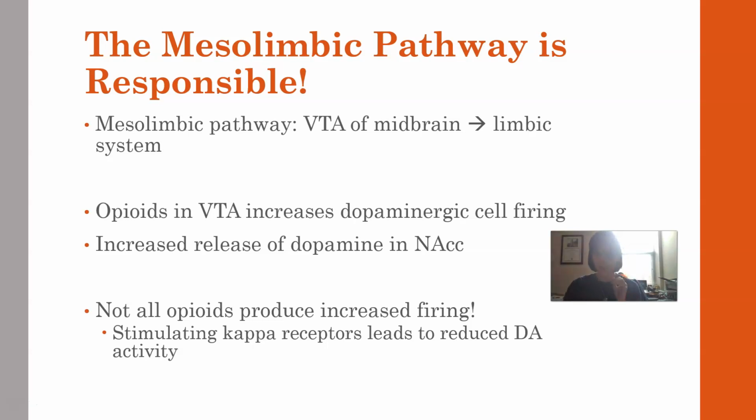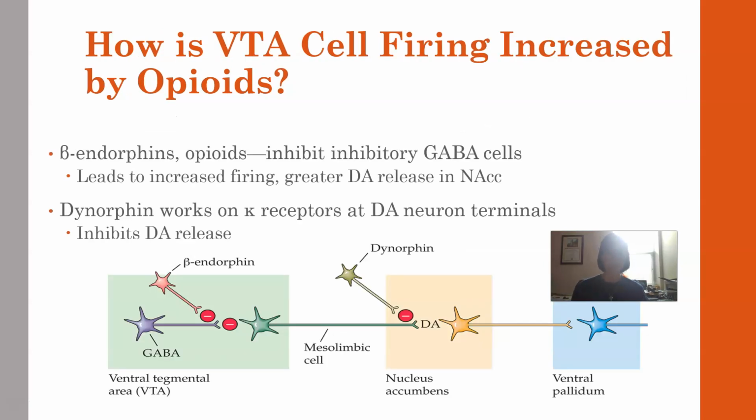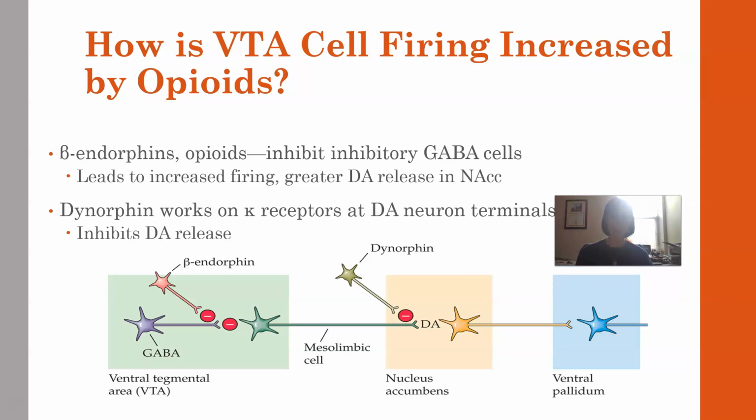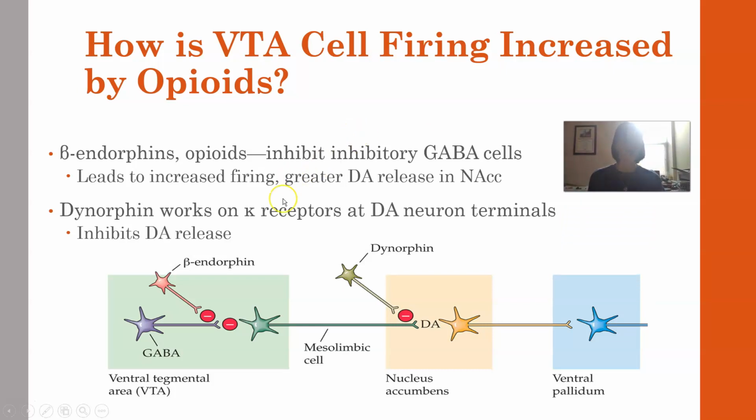Now, this is obviously going to be a little bit different if you are stimulating kappa receptors, which typically lead to reduced dopaminergic activity. Where we left off last time, you can see that opioids in general, along with beta endorphins, ultimately inhibit inhibitory GABA cells. So they inhibit something that's inhibitory, which leads to increased firing of this mesolimbic cell, along with a greater release of dopamine onto the nucleus accumbens.